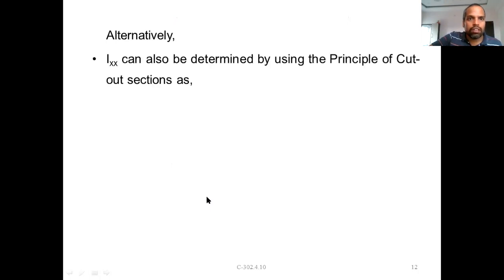Similarly, let us see the y axis. Alternatively, Iy can be determined by using the principle of cutout sections, as is possible.